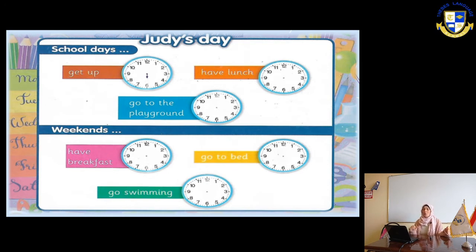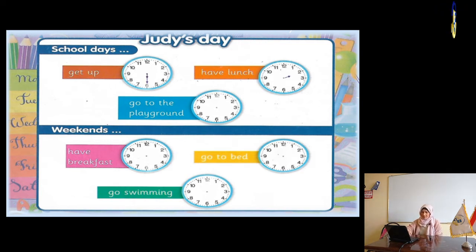8:30. So draw the long arm at number 6. 8:30 means 30. Long arm at number 6 and short arm at number 8. She goes swimming at 11 o'clock. 11 means short arm at 11 and o'clock means long arm at number 12. Then we have go to bed. She goes to bed at 8 o'clock at the weekends. So 8 short arm and the word o'clock is at the long arm.